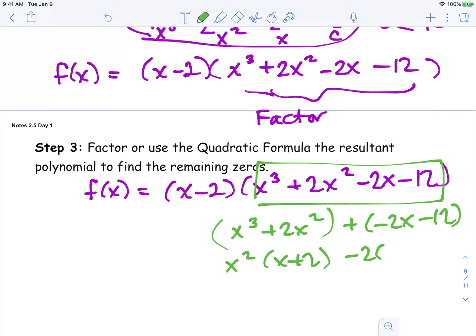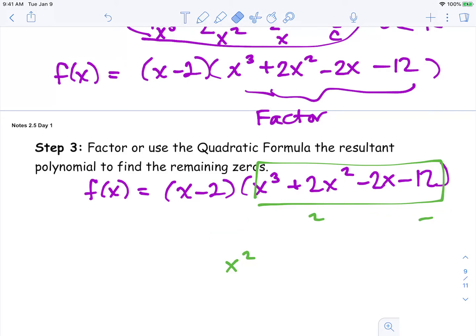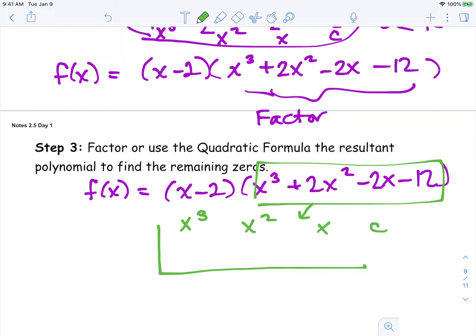And that doesn't work. So there's another method if you can't factor it. You're going to create another synthetic division problem working with that green. So we have x cubed, x squared, x, and constant. Coefficients are 1, 2, -2, and -12.